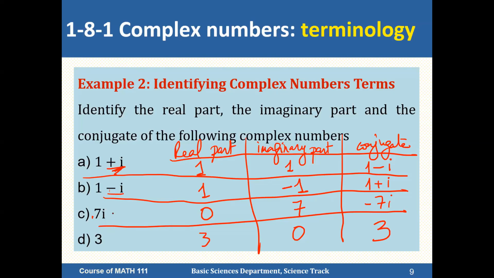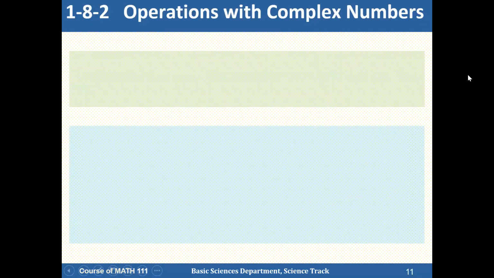Okay, this is called the conjugate. This is a real number, and this is pure imaginary. Now we try to perform basic operations with complex numbers.